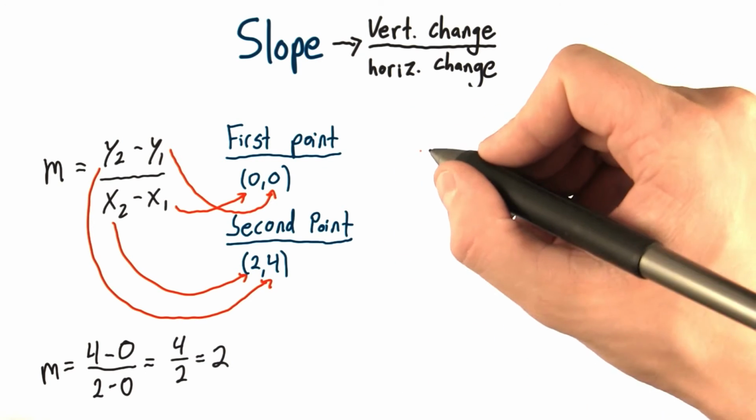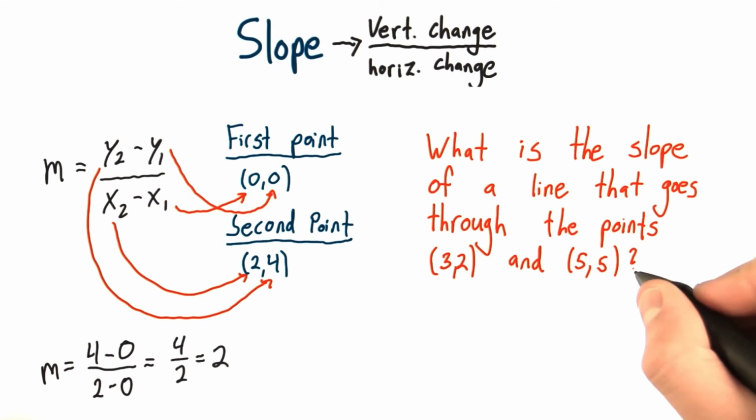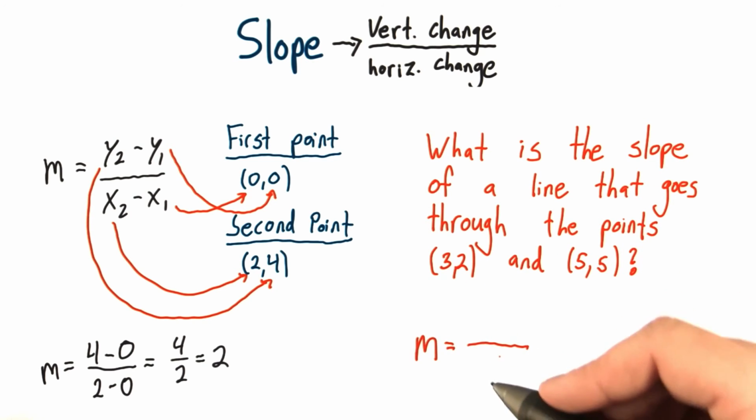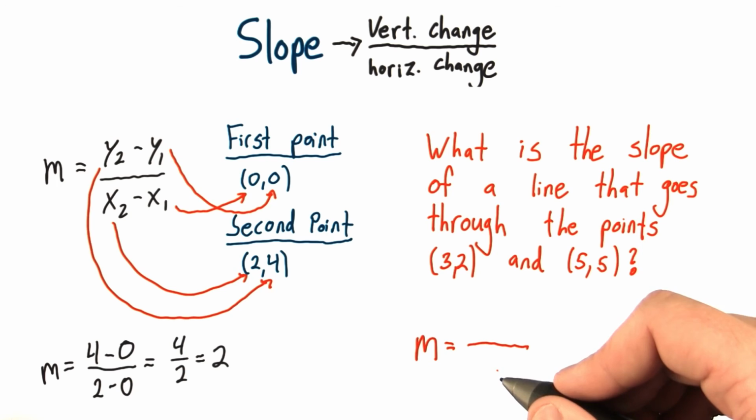So why don't you practice now? What's the slope of a line that goes through the points 3, 2 and 5, 5? Enter your answer here, numerator and denominator in these boxes.